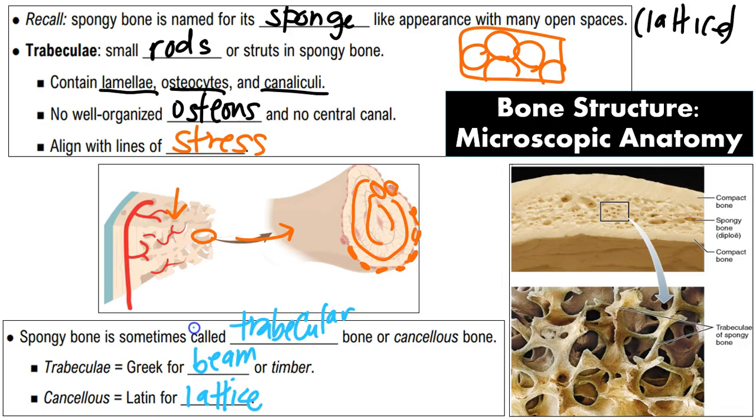I want to bring spongy bone back in here just so you understand that the trabeculae of spongy bone are very important when it comes to structure and also aligning with the stress of the actual body and being able to take in that stress.